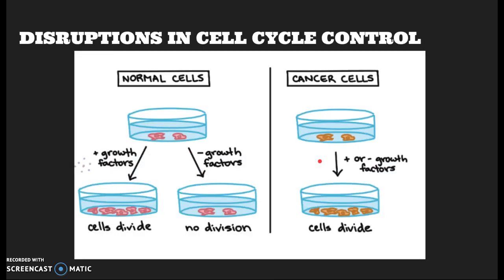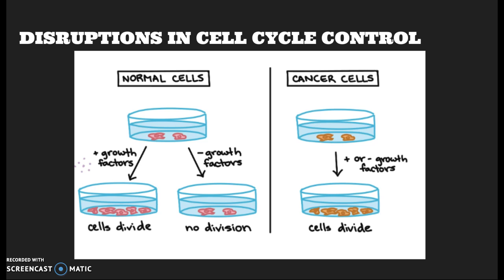So, disruptions in cell cycle control. Why do we care about cell cycle control? Well, disruptions in cell cycle control can lead to cancer. The normal signals that tell normal cells whether to stop or go to the next stage of the cell cycle don't work on cancer cells.